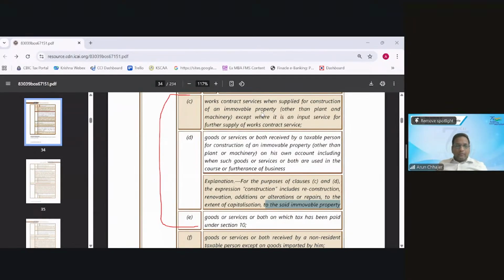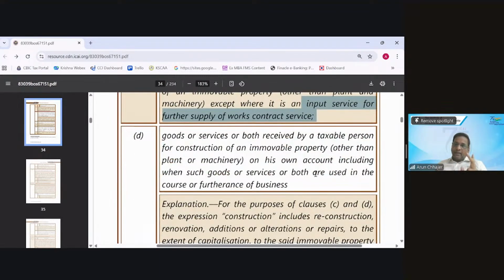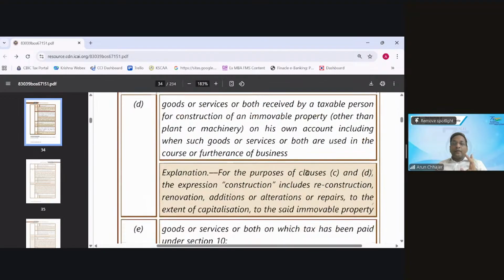If the work contract service is used for the plant and machinery, ITC would be allowed. If it is input service for making the further outward supply like subcontracting, ITC would be allowed. If I am not capitalizing the expenditure, construction, renovation, etc., ITC would be allowed. If the particular property is not immovable, then ITC would be allowed. All 4 categories you have covered very well. Thank you so much.